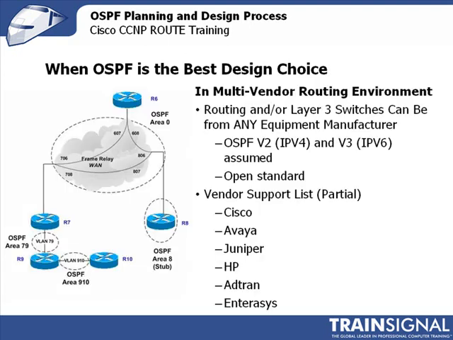OSPF is particularly well suited for multi-vendor router environments. Literally, any router or layer 3 equipment manufacturer can be used and utilizes OSPF in virtually the same identical manner. This is involved with OSPF version 2, which we mentioned earlier is for IP version 4, and OSPF version 3, which is for IP version 6. It's almost assumed on every piece of equipment. And it is also considered an open standard. Just a short list of vendors that actually use OSPF in their routing: Cisco, of course, which is assumed and used throughout what we're doing, Avaya, Juniper Networks, HP and their ProCurve switches, Adtran and their NetVanta line, and Enterasys, just to name a few.